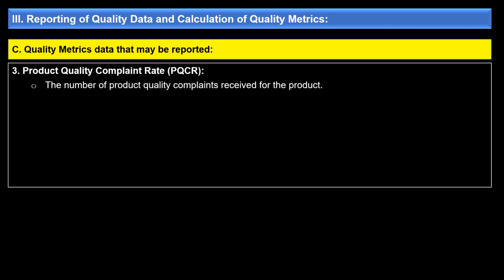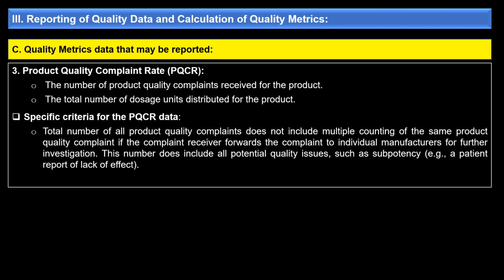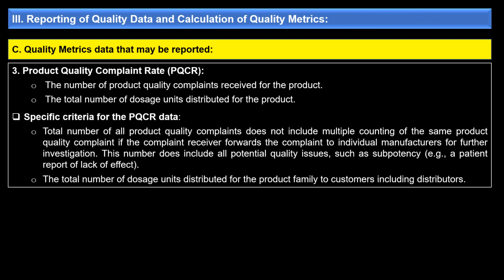So the requirements are the number of product quality complaints received for the product and the total number of dosage units distributed for the product. The specific criteria include: the total number of all product quality complaints does not include multiple counting of the same product quality complaint if the receiver forwards the complaint to the individual manufacturers for investigation. This number does not include all potential quality issues like lack of effect, which is more of a pharmacovigilance type of complaint. The total number of dosage units distributed for the product family to customers includes the distributor.